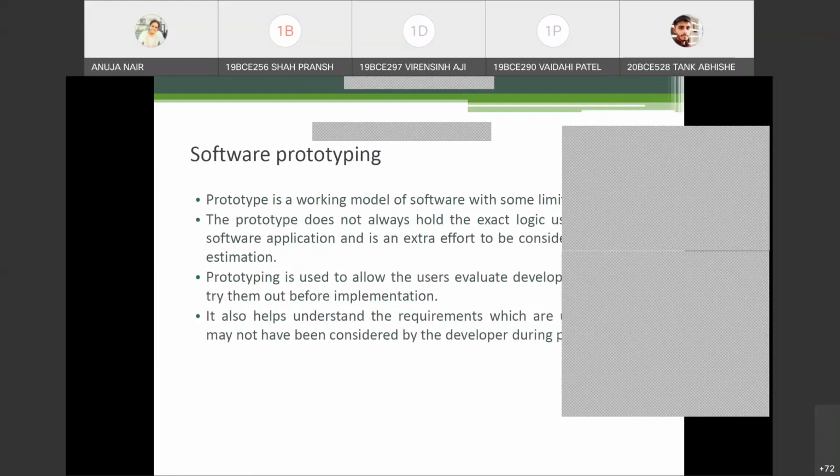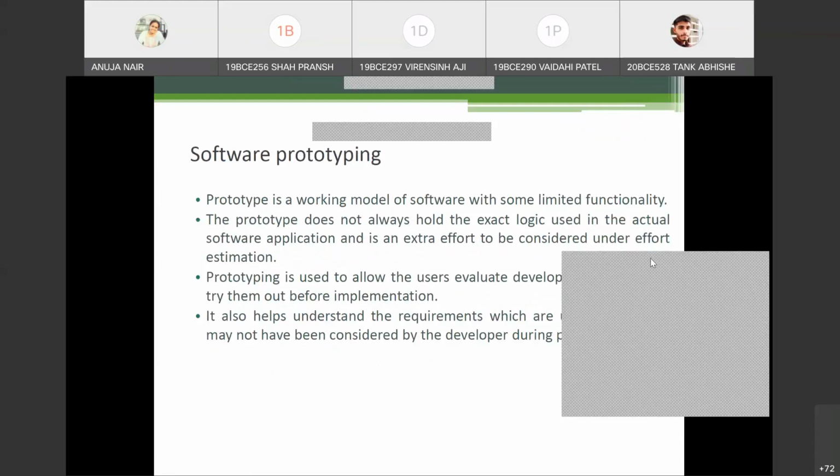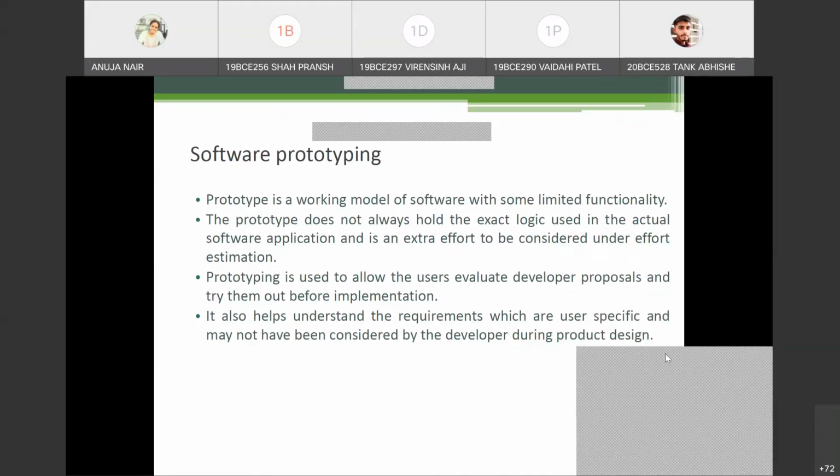Today we would be talking about three different other models. The first model that we are going to discuss is software prototyping. So it is called the prototype model. Now, as the name suggests, by the name itself, prototype का मतलब क्या होता है? What is the meaning of prototype? English meaning of prototype?